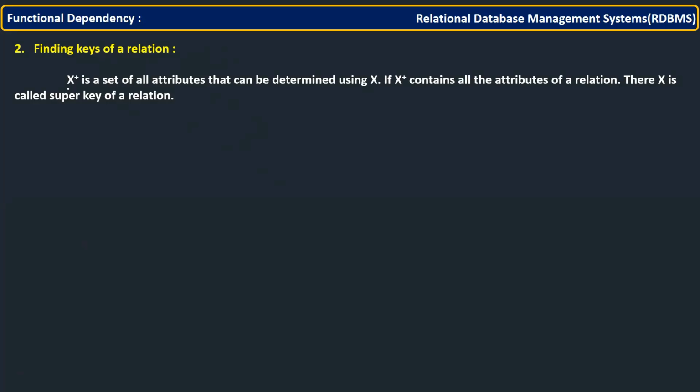For any attribute X, if you find the closure, it is a set of all attributes that can be determined using X. This is the normal discussion of how to find the closure, and we are going to get one set of attributes. If that set contains all attributes of a relation, then we can call X a super key. First of all, you find the X closure, then you get some set. If this set contains all attributes of a relation, then we call that X a super key.